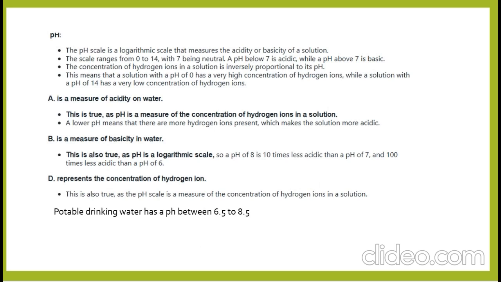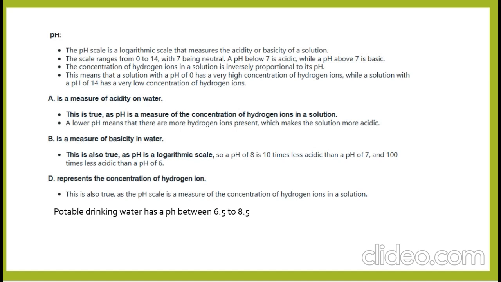pH is an important water quality parameter. The pH is a logarithmic scale that measures the acidity or basicity of a solution. The scale ranges from 0 to 14, 7 being neutral. A pH below 7 is acidic, while a pH above 7 is basic. The concentration of hydrogen ions in a solution is inversely proportional to its pH. This means that if a solution has a pH of 0, it has a high concentration of hydrogen ions, while if the solution has a pH of 14, it has a low concentration of hydrogen ions.